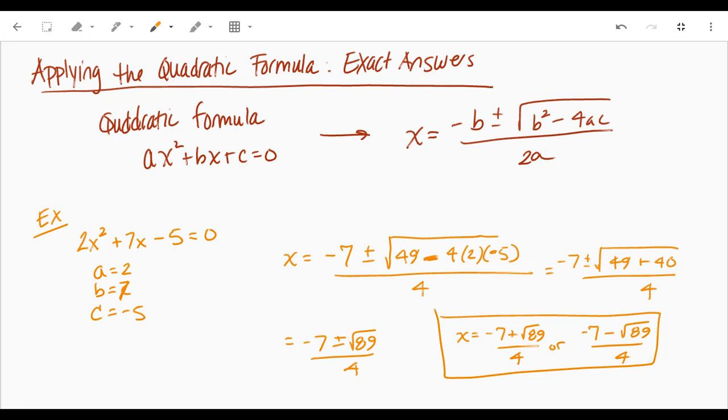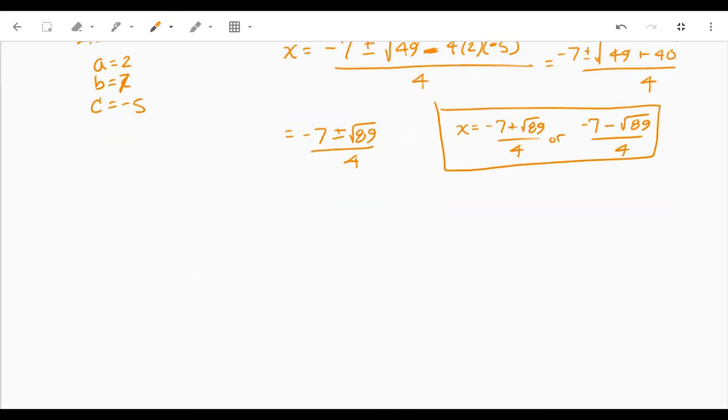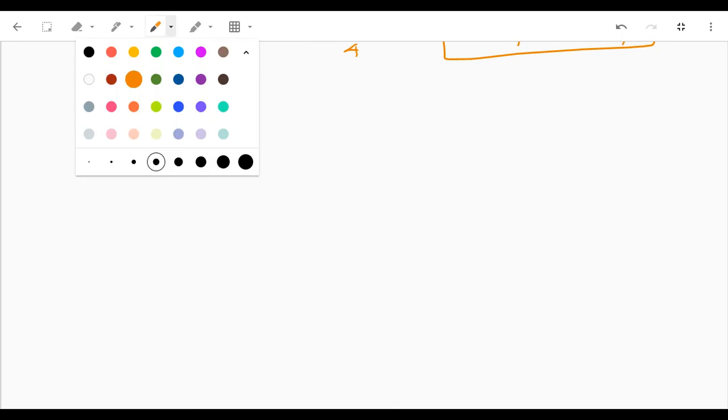Okay, let's get another one here. Well, it looks like a lot of them aren't going to have radicals that you can simplify. That's good. Okay. Another example.